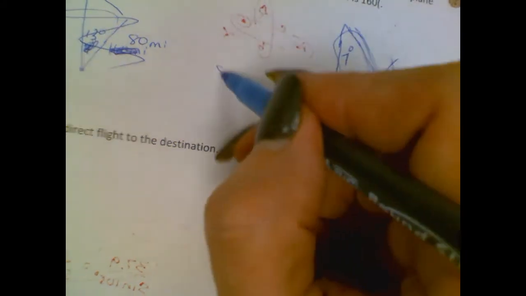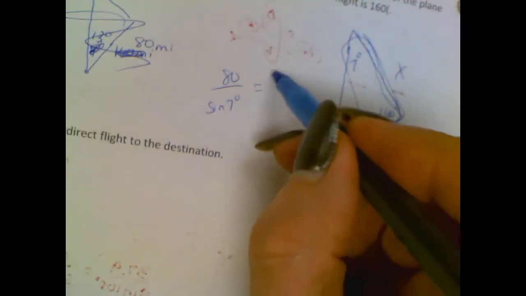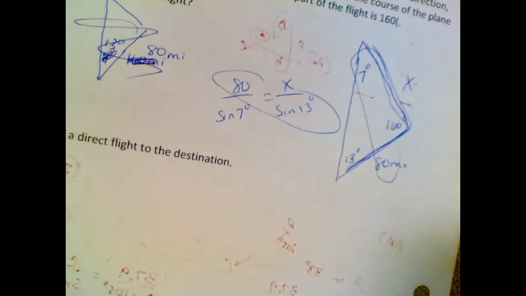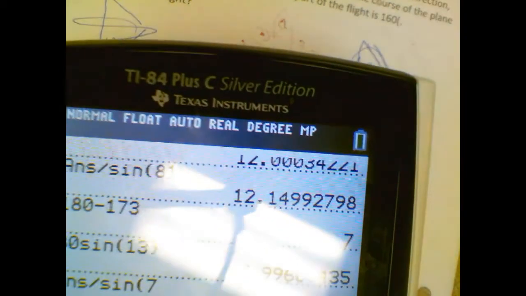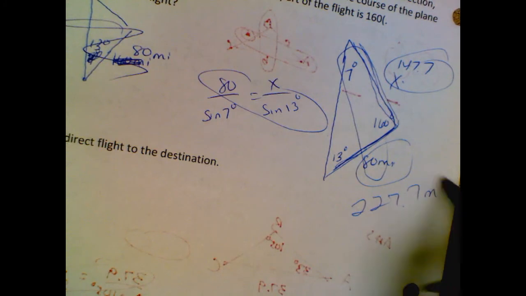7 degrees. What in the world? Okay, so they want to know how long you travel. So it's going to be 80 plus whatever this is. So this is one of your ratios. So it's 80 over sine 7 equals x over sine of 13. So you have 80 times sine of 13 divided by sine 7 for 147.7. That's what this part of the trip is. And if you add these together, you get 227.7 miles. And we're not going to do this one.